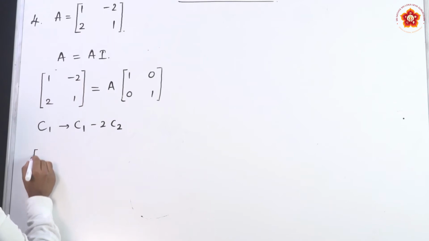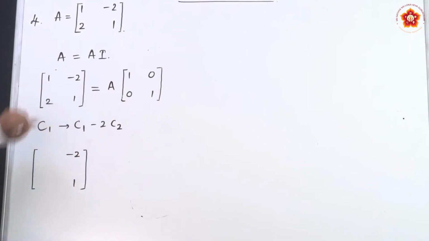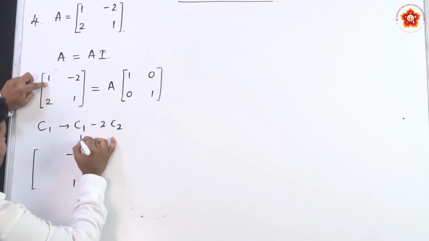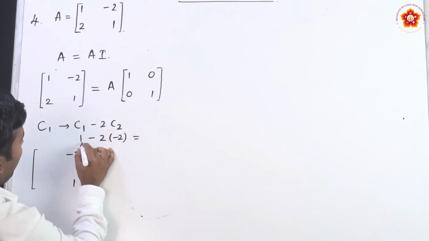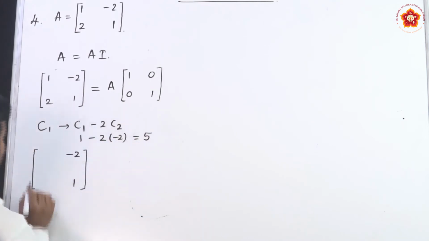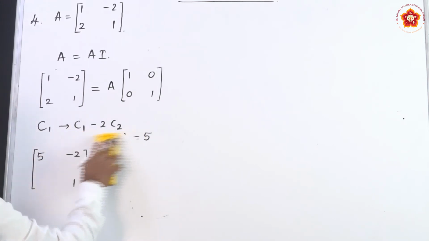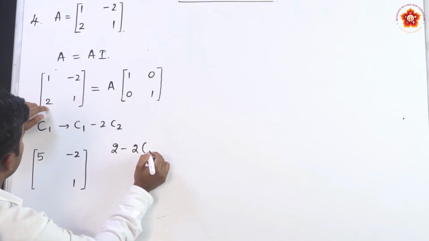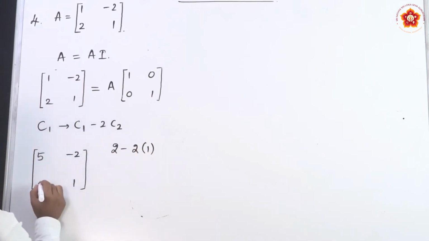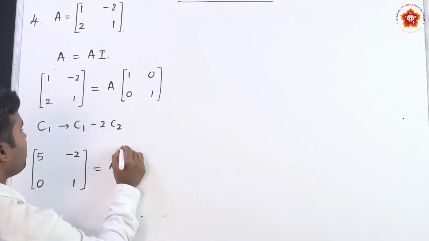Here we are applying for C1, not for C2. So, C2 remains as it is. Now you apply for C1. What is C1 here? 1 minus 2 times the corresponding element, which is minus 2. What is this? 1 plus 4, which is 5. So, the element is 5. And what about this element? Here C1 is 2 minus 2 times C2. The corresponding element is 1. 2 minus 2 becomes 0, equal to A times.